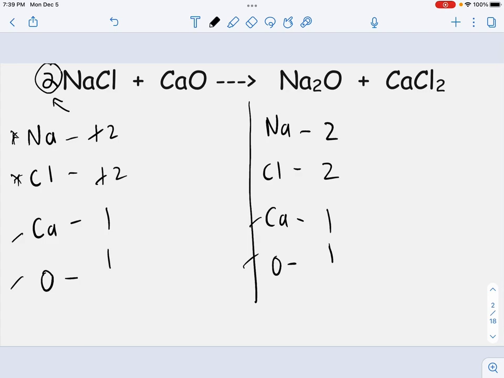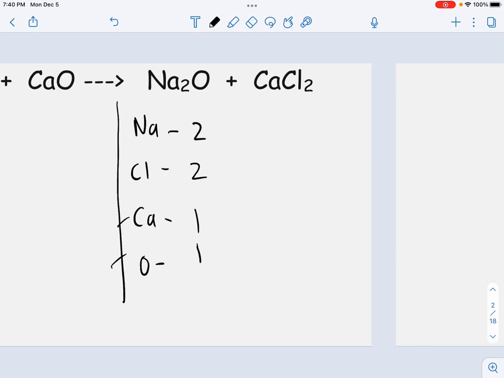A lot of times things look worse than they really are. So you saw this semi-complicated equation and all you had to do was put a 2 in front of NaCl. Okay, let's go to the next one.